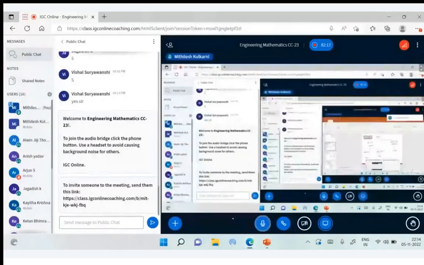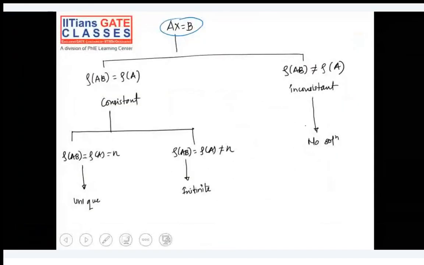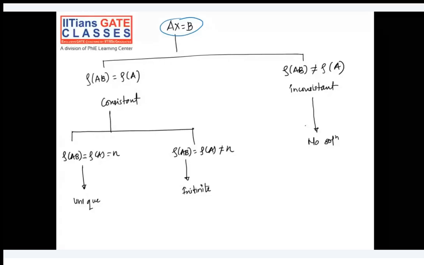Write down this table. I'll explain it in a minute. So if the rank of matrix A and the rank of AB are the same, then that is a consistent case. But if the rank of AB is not equal to the rank of A, it means it's an inconsistent case. And whenever we have an inconsistent case, it means we have no solution.